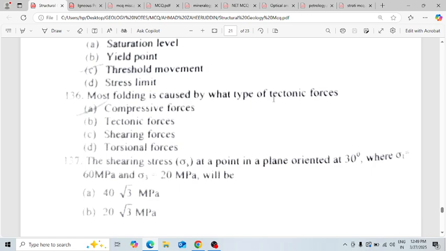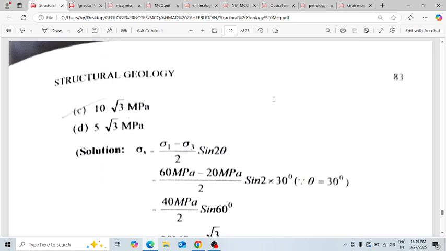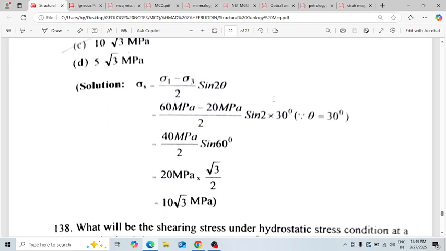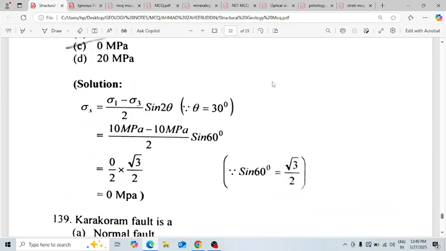The shearing stress sigma s at a point in a plane oriented at 30 degrees, where sigma 1 is equal to 60 megapascal and sigma 3 is equal to 20 megapascal, will be 10 root 3 megapascal. What will be the shearing stress under hydrostatic stress condition at a point in depth in a plane oriented at 30 degrees, where sigma 1 is equal to sigma 3 is equal to 10 megapascal? 0 megapascal.